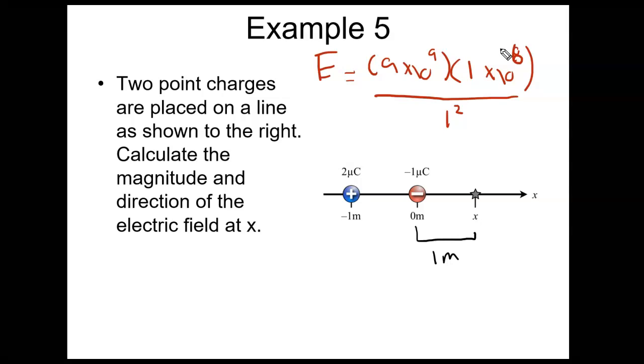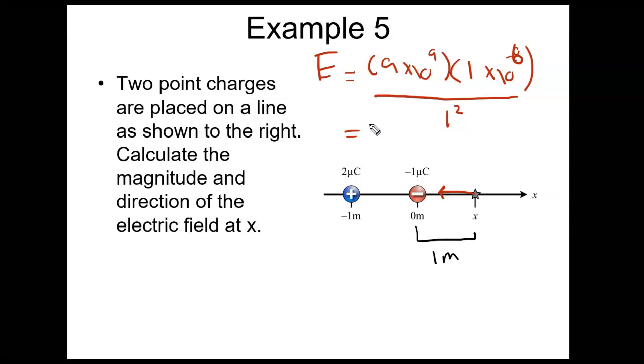What's more helpful is to draw in the direction of the electric field at point x due to the red charge. Again, to remind you, the direction of the electric field is the direction that a positive charge would feel a force. So hypothetically speaking, if I put a positive charge at point x, which way would it feel a force due to the red charge? Well, the red charge is a negative charge, and so if I put a positive charge here, it would feel a force to the left.